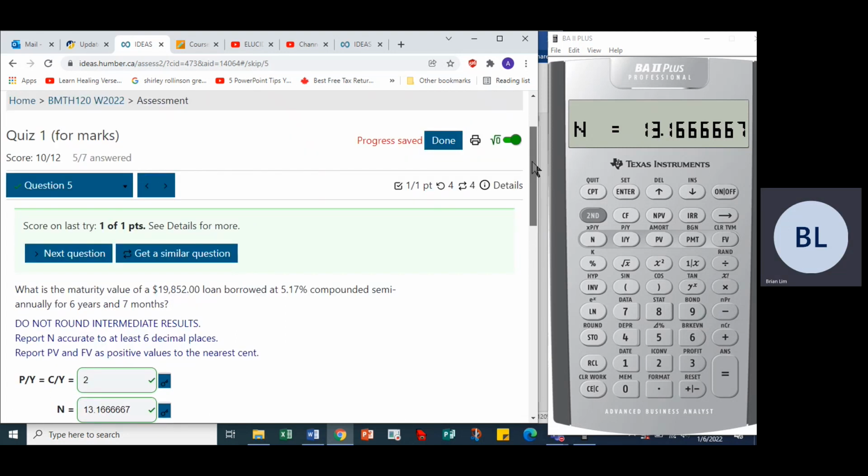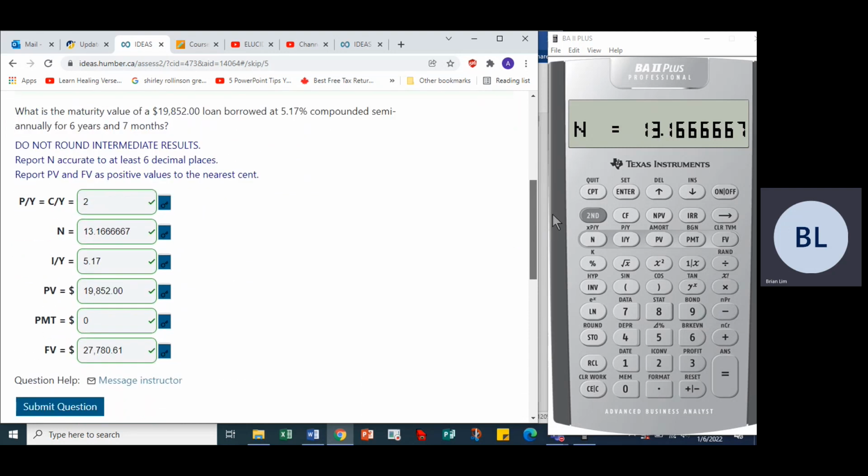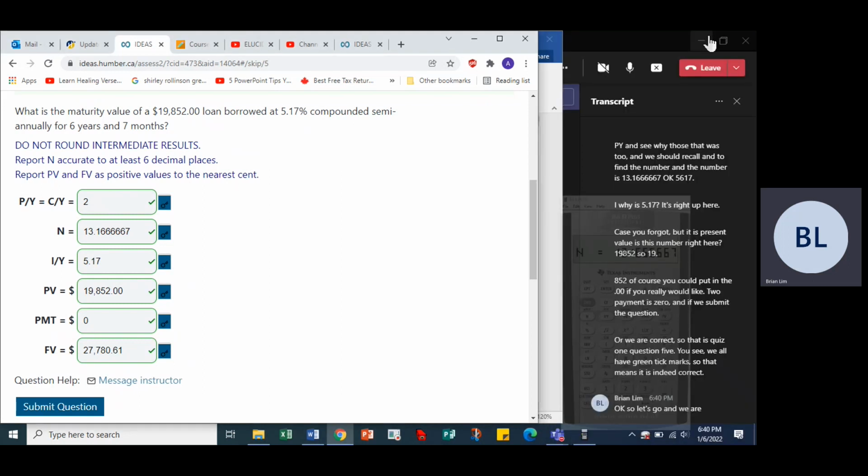So that is quiz 1, question 5. You see, we all have green tick marks. So that means it is indeed correct. Okay, so let's go, and we are finished.